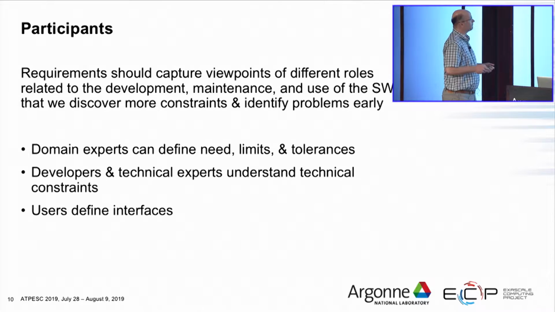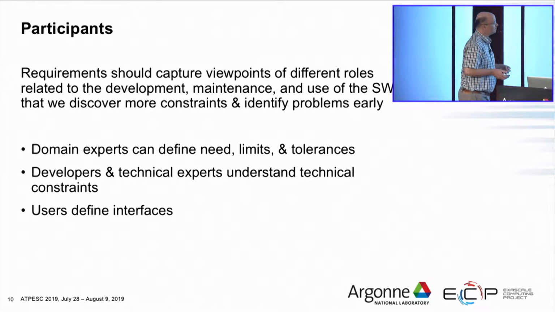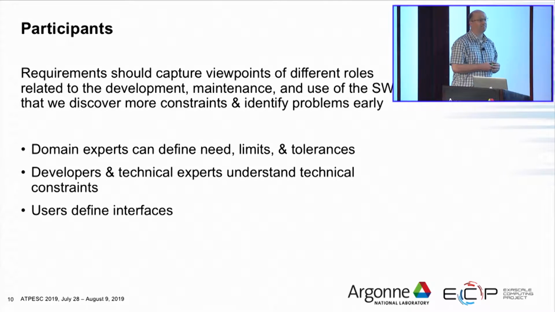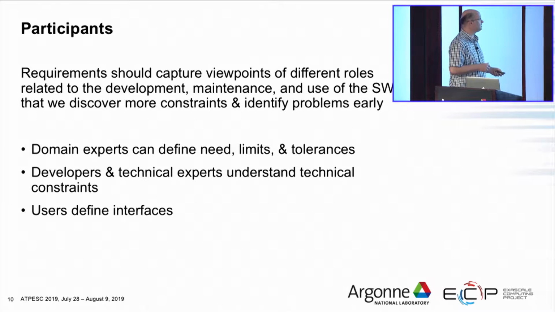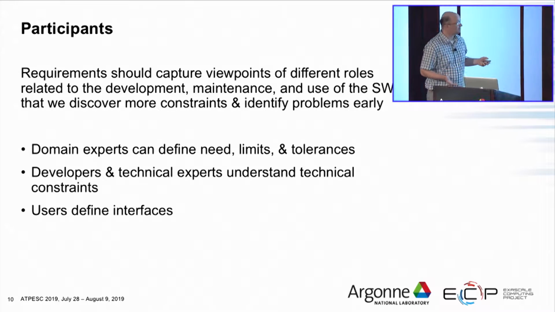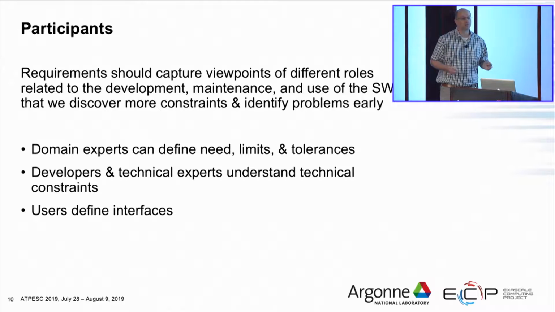and do so quickly. So for instance, we want to have domain experts because, among other things, they're going to be able to define limits, needs, and tolerances. We want developers and technical experts because they can understand the technical constraints.